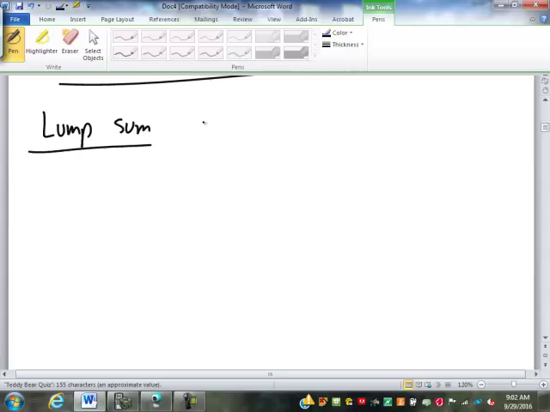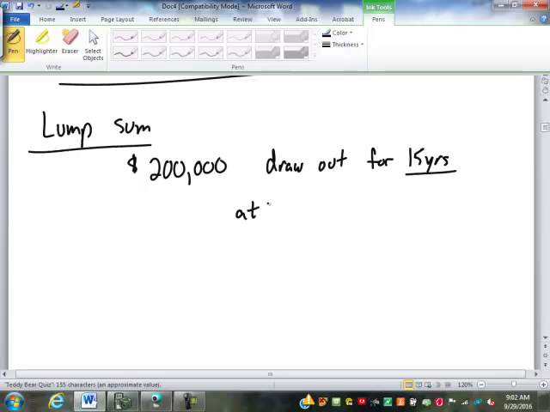So let's say you retire at 67, you got this money there. Let's say you've saved up $200,000. And you wanna know how much you can pull out. Let's say you plan on making it for another 15 years. So you're going to draw out for 15 years. And you're going to earn, let's say you're going to earn 4% interest.